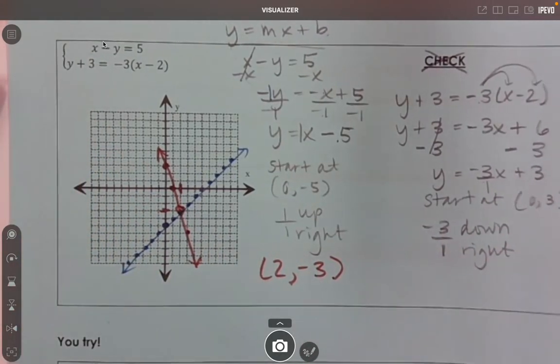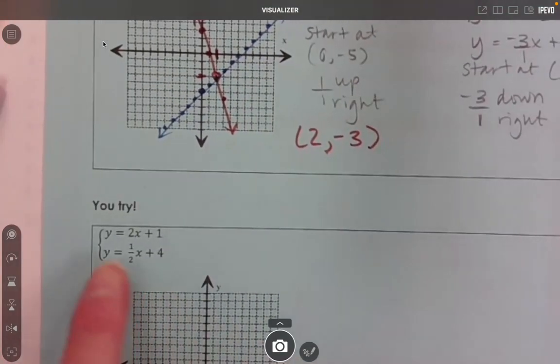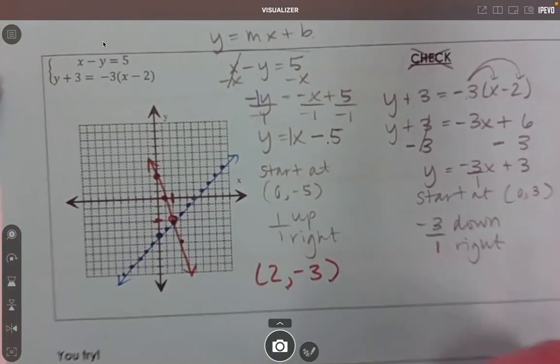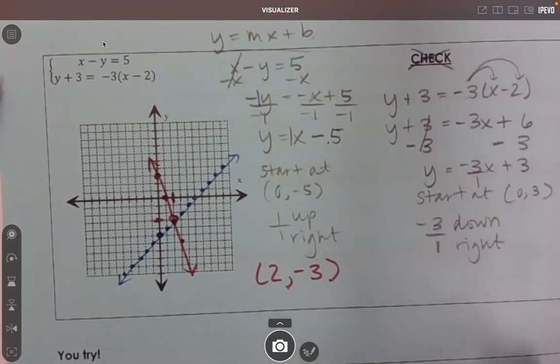So you still have one problem to try on your own. Notice yours are in y equals mx plus b form. That'll make it easier. And you could check out those completed notes to make sure you got the right answer on that. Make sure you bring your questions to class.